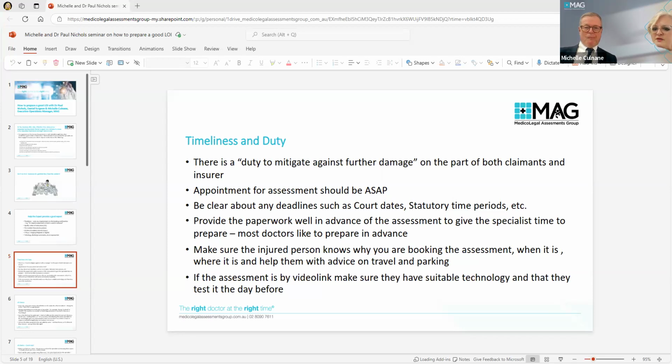Similarly, when the appointment is by video link, it's really important that you speak to your claimant or your worker and remind them to have correct technology, ideally a laptop or a desktop computer. A phone is not ideal for most consults, and doctors don't like video phone consults. But in any event, they need to test their technology before the assessment and make sure that the link works so that on the day it can go ahead smoothly.